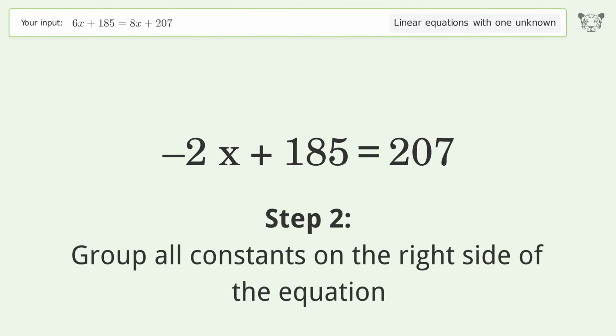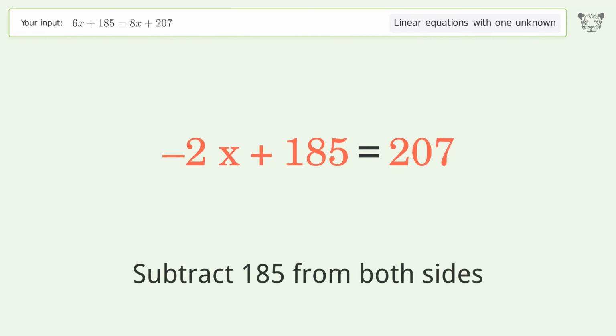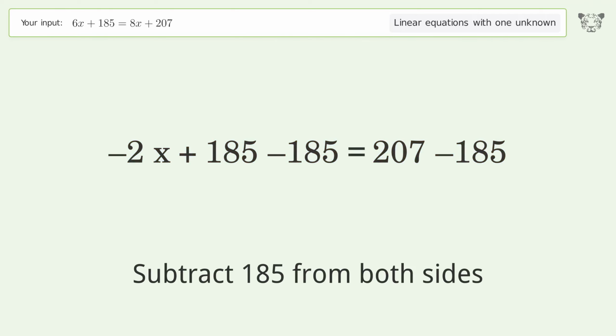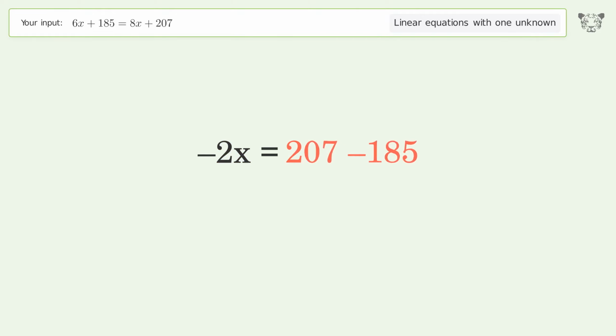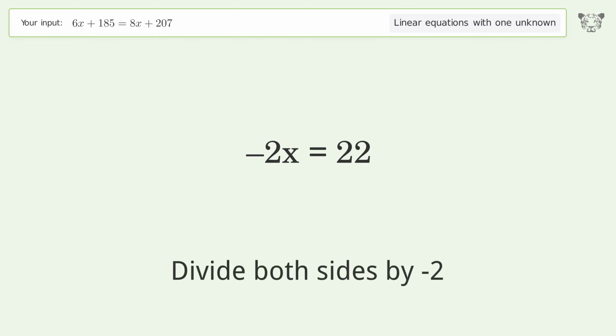Group all constants on the right side of the equation. Subtract 185 from both sides. Simplify the arithmetic. Isolate the x. Divide both sides by -2.